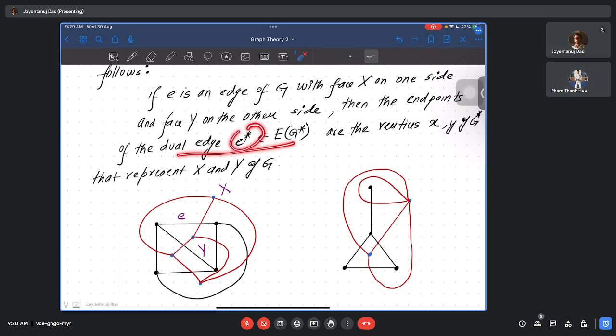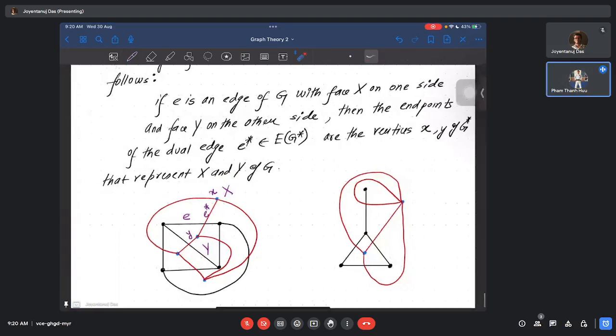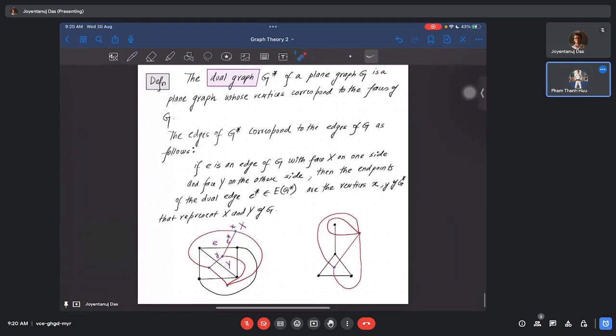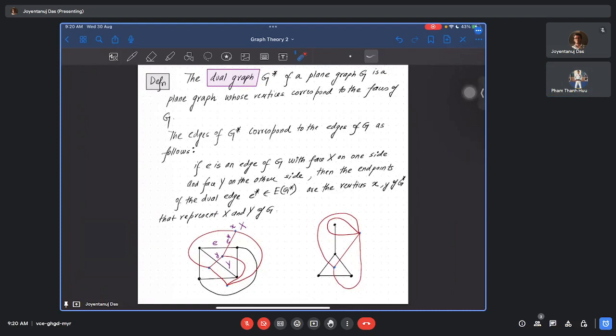So this edge is my E star. The endpoints are the vertices x and y that represent capital X and capital Y. So this is my small x and this is my small y, because these are the new vertices in my G star, since x and y are faces. Now I think the definition is clear, right? Read it once, it will be clear.